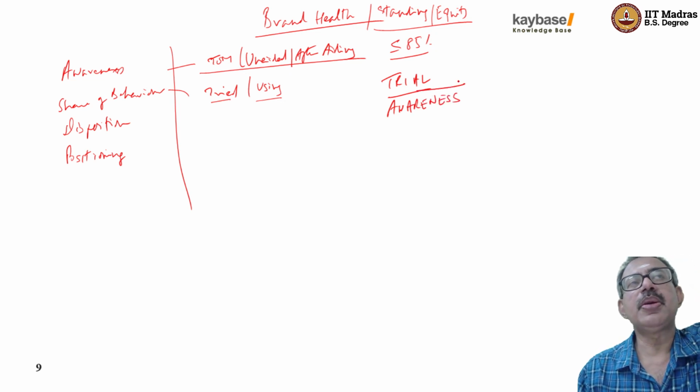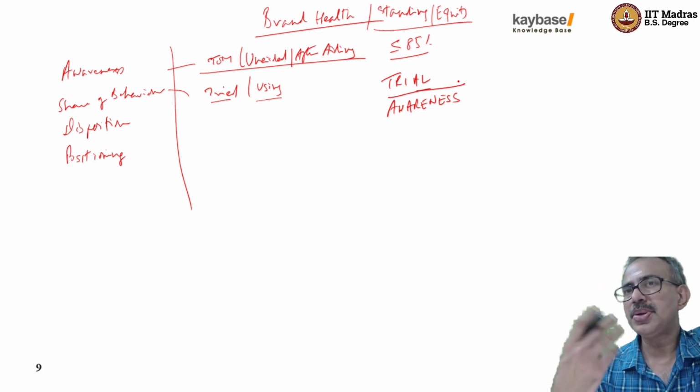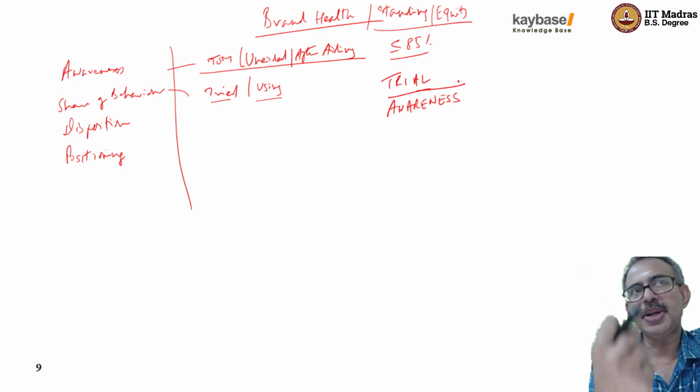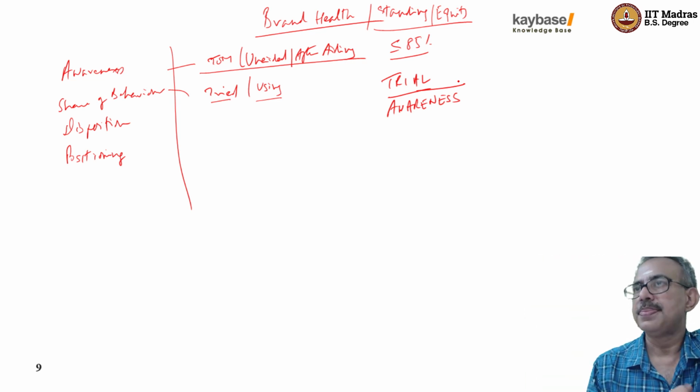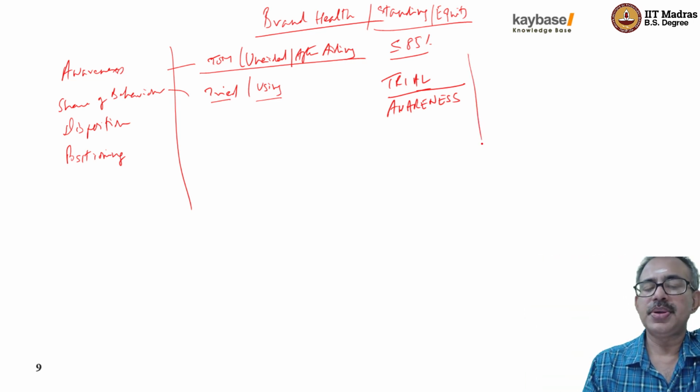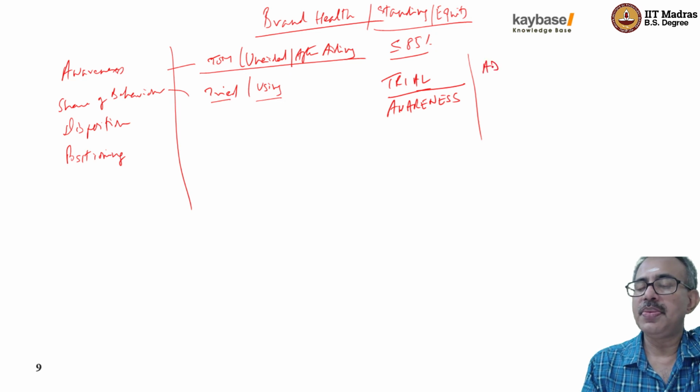That is, among the people who are aware of the brand, what percentage has tried the brand? It's a good indication of the brand's capacity to attract consumers to try. Second important ratio is, among the people who have used the brand, what percentage of people have adopted the brand?